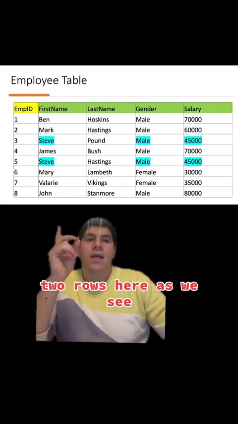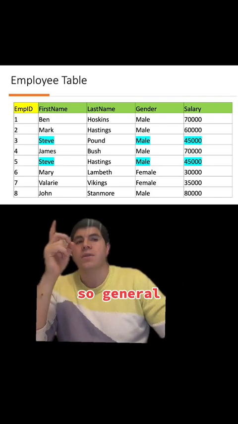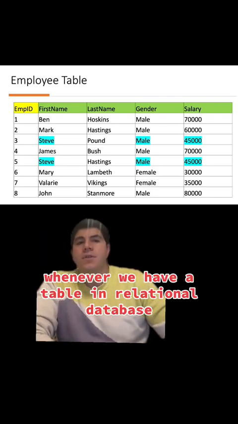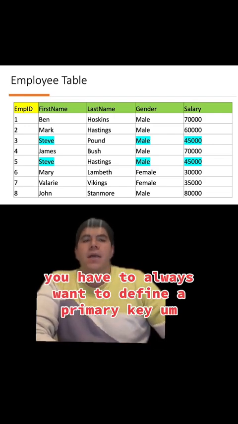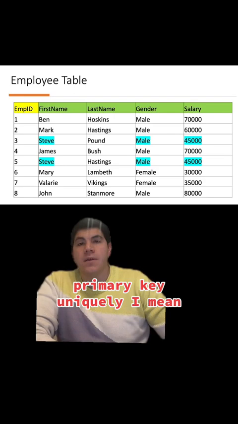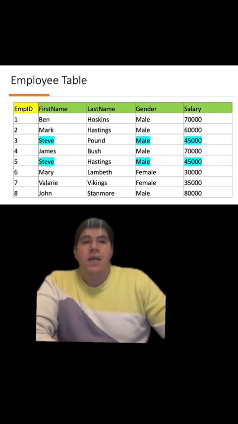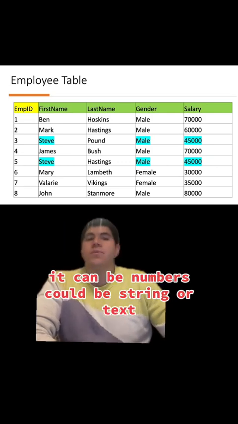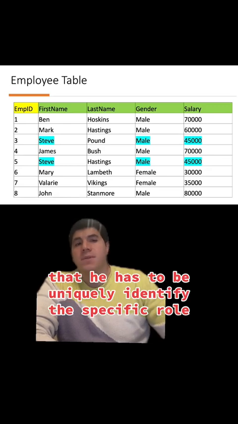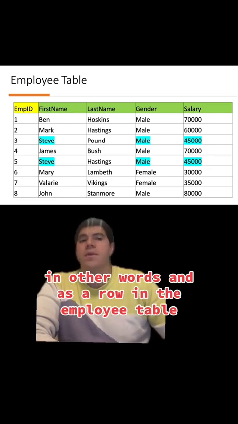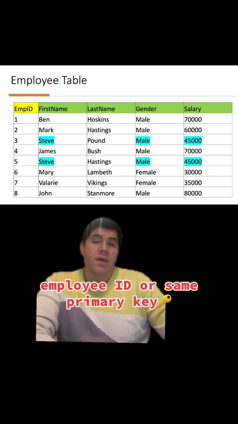Here I can easily differentiate between one Steve and the other Steve by referring to their employee ID. So generally, whenever we have a table in a relational database, you always want to define a primary key uniquely. I mean, you cannot have the same primary key for different rows. The primary key can be anything: it can be a number, it could be a string or text. The more important point is that it has to uniquely identify a specific row. In other words, another row in the employee table could not have the same employee ID or the same primary key.